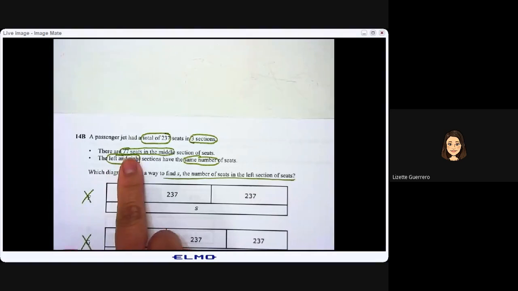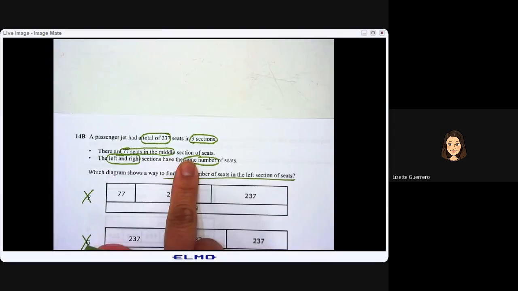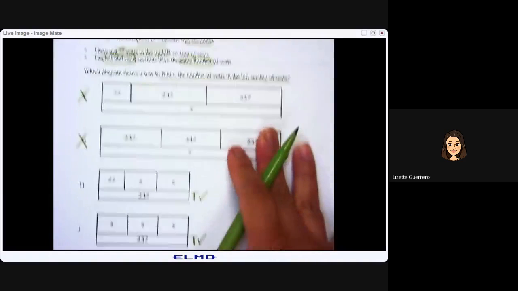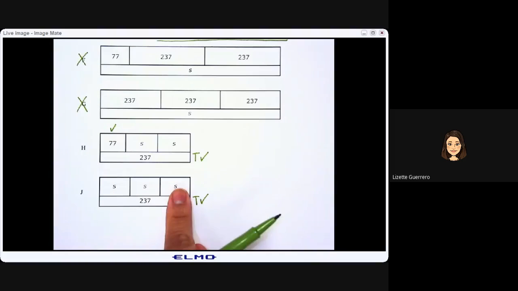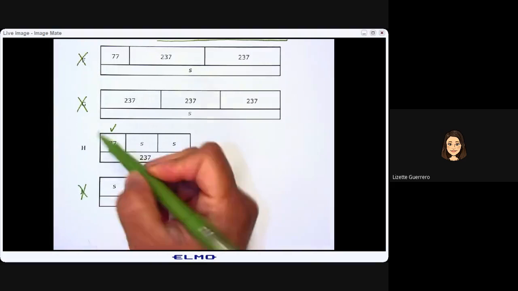There are 77 seats in the middle section. Left and right have the same number. So let's look for the one that has 77 seats. And here it is. This one does not have 77. This one is telling me that they all had the same number of seats. So my answer is H.